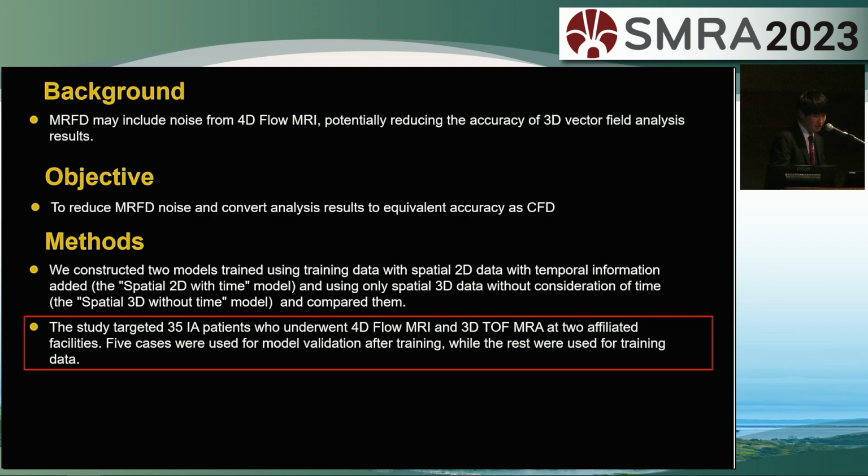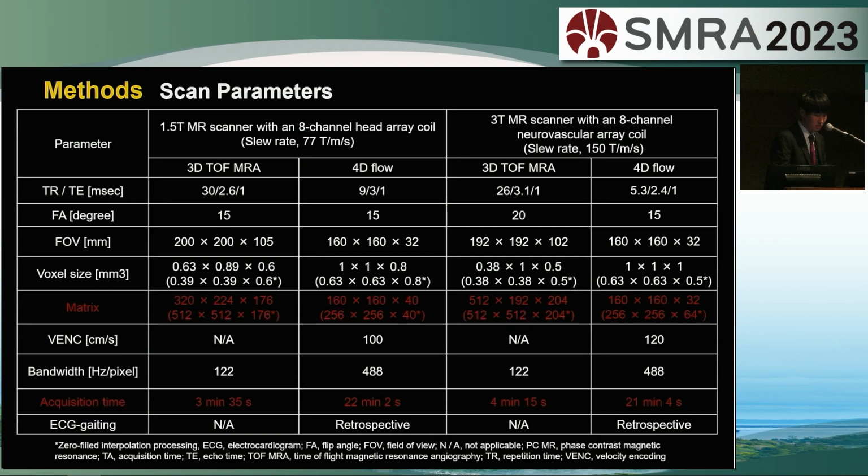The study targeted 35 IA patients who underwent 4D flow MRI and 3D TOF MRA at 2 affiliated facilities. 5 cases were used for model validation after training, while the rest were used for training data. Scan parameters are shown here.